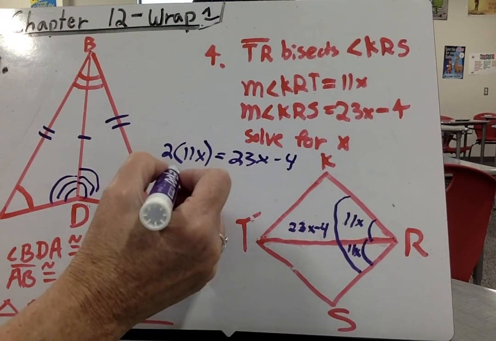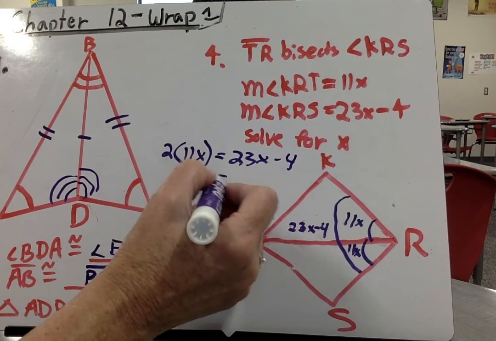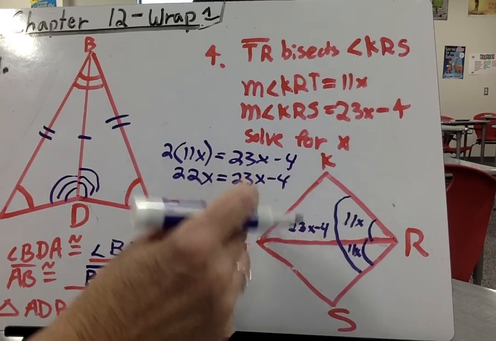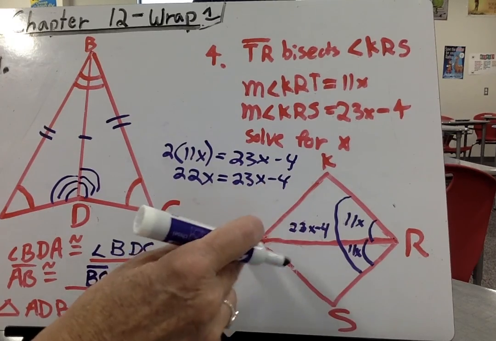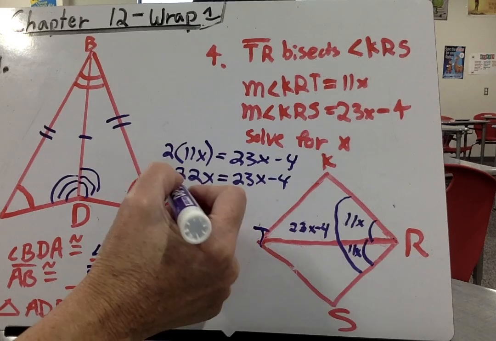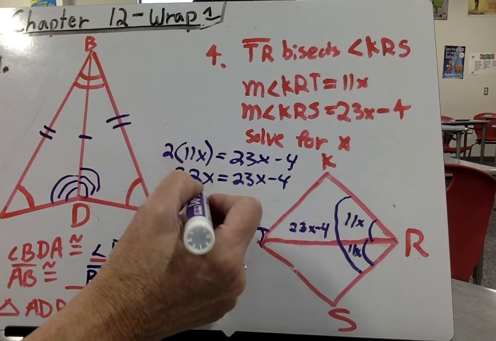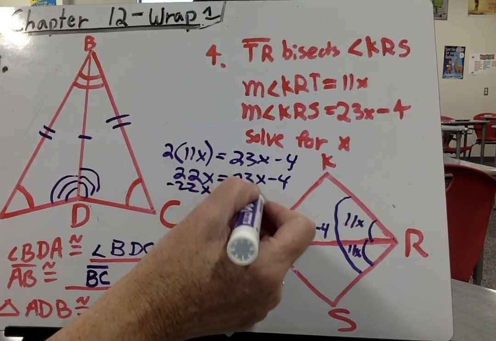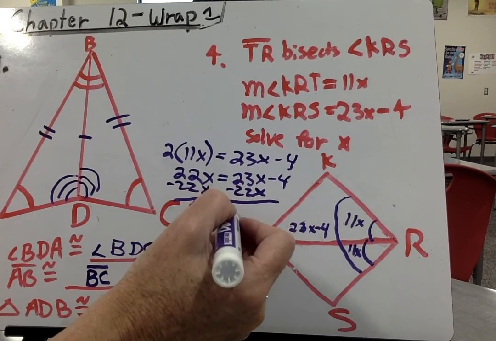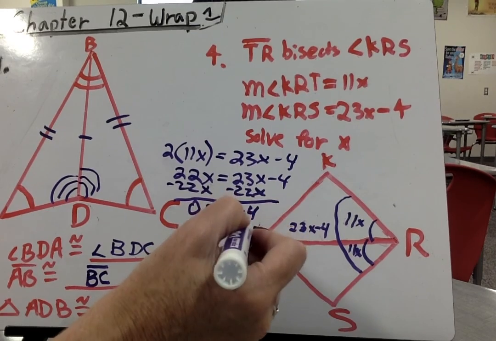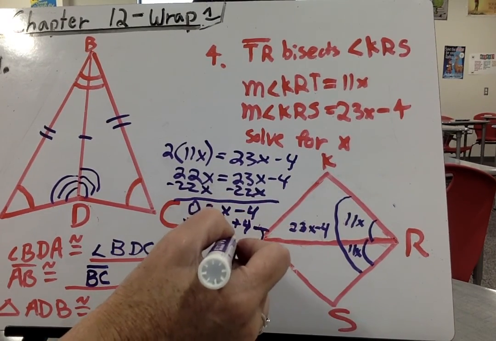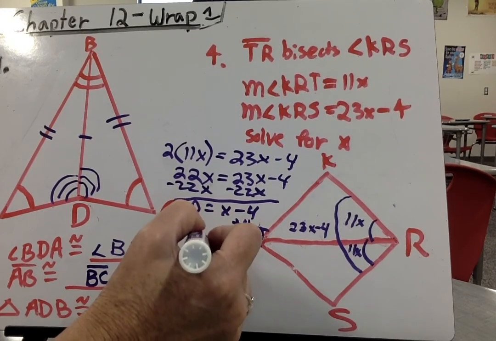Now we just solve for x. Let's move the x's to the same side. We might have to erase that T. I'll put it back there later. Here we go. So if I go minus 22x, minus 22x, 0 equals x minus 4. Then I'm going to add 4 here and add 4 here. So x equals 4.